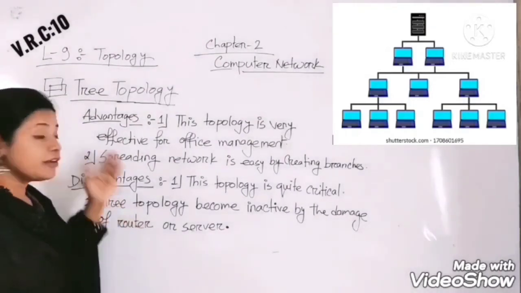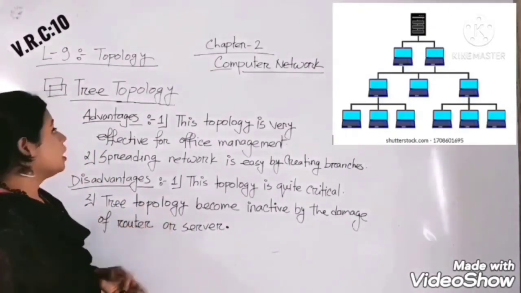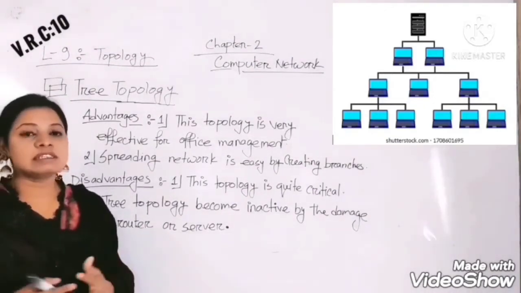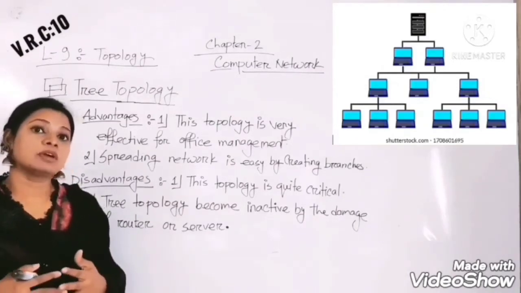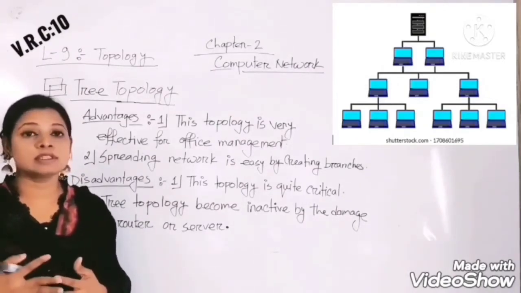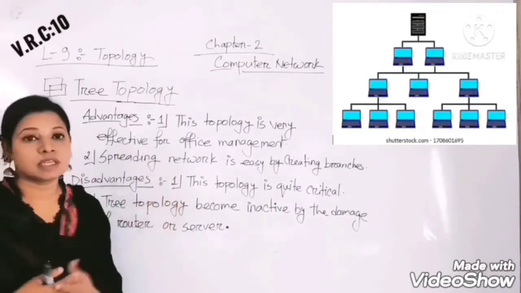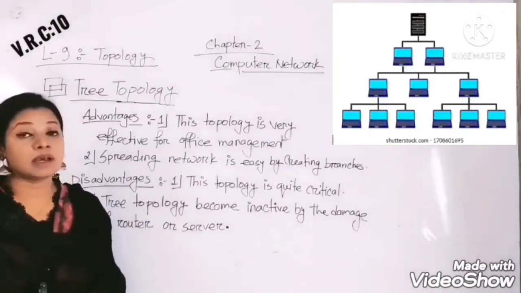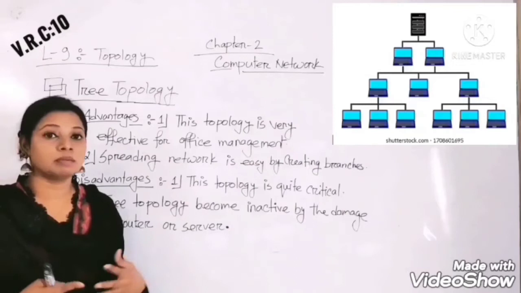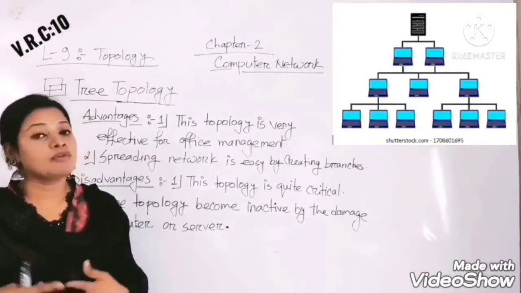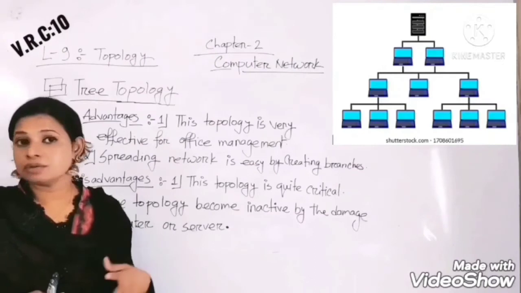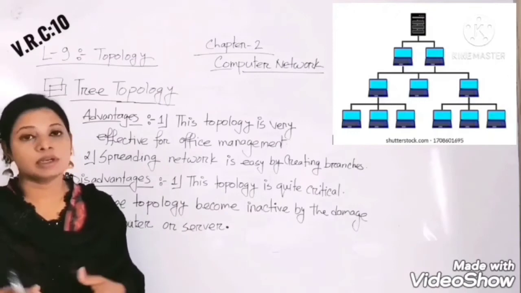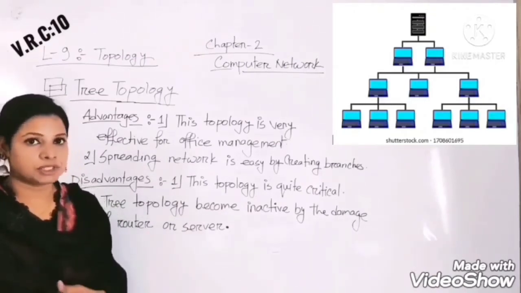You see the advantages, what these are. This topology is very effective for office management. For an official setup it is very important because all the office members, all the employees, are connected with their admin through this network. And number 2, spreading the network is easy by creating branches. It is very easy to create branches. For them you can use a router, or you can use a switch. Without a switch or router, you cannot create the network here. In tree topology, you have to use a router or switch.